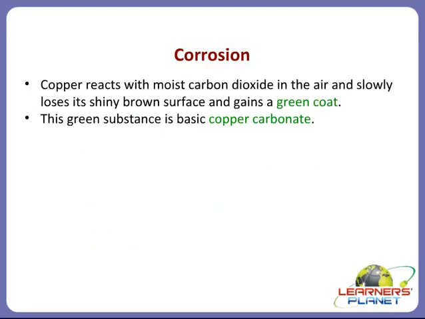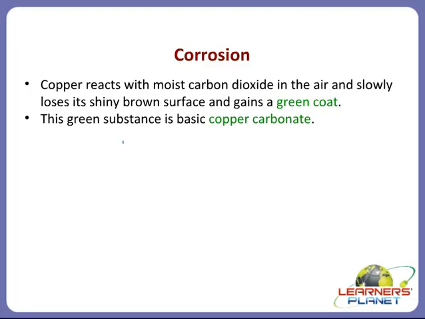Here it is copper. Copper reacts with moist carbon dioxide in the air and slowly loses its shiny brown surface and gains a green coat. Right? Now what is that green coating of? This green substance is basic copper carbonate. What is the formula of this? Copper carbonate. What would be the formula, children?